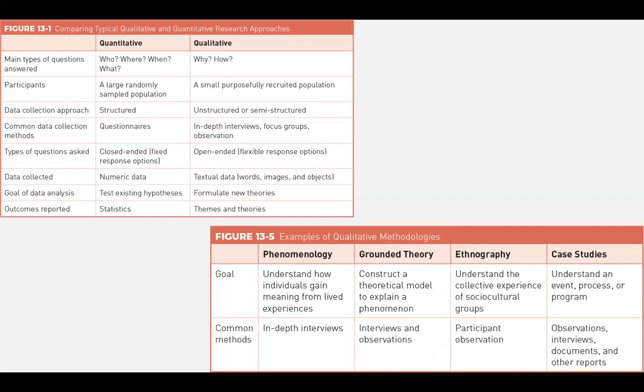We can use what's called phenomenology. We can use what's called grounded theory, ethnographies, or case studies. So notice how a case study can be both qualitative or quantitative. It depends on the kind of data we're collecting. Typically, we're going to use interviews. With ethnography, we do not interview people, we observe people, we observe the world around us.